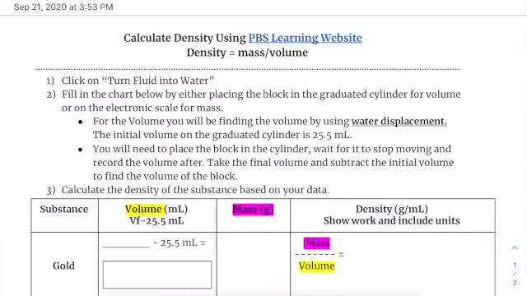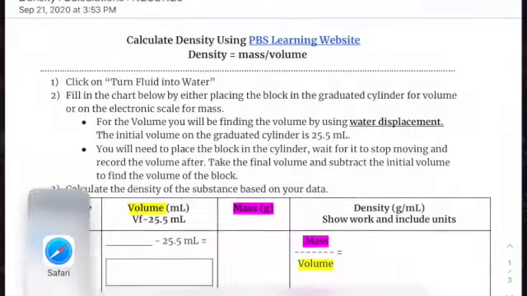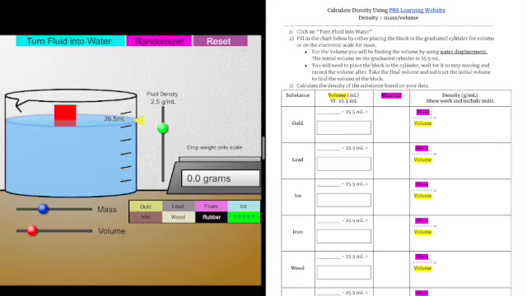Okay, so let's go through calculating density using this PBS website. When you open it up, make sure you click Turn Fluid into Water. Notice that the fluid density is now 1 gram per milliliter, because the density of water is 1. That's going to be important here at the end.